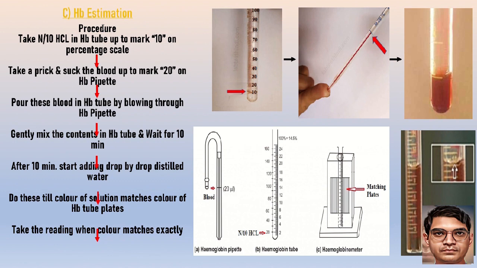After 10 minutes, start adding distilled water drop by drop. Continue doing this till the color of the solution in the HB tube matches the color of the plates of the HB apparatus. When the color matches, see the level of fluid and note down the reading.